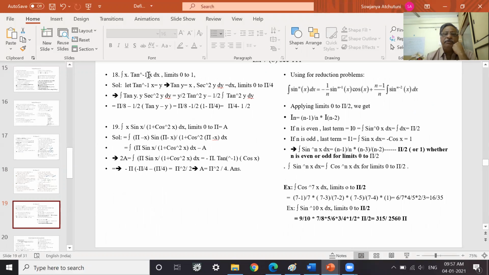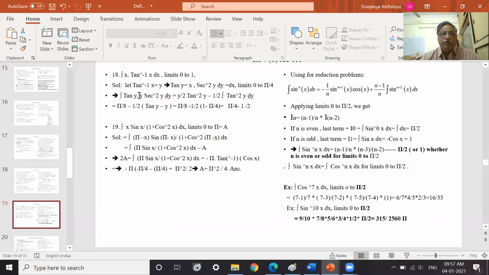Integral of x tan inverse x dx, limits 0 to 1. So x tan inverse x dx. Let tan inverse x be equal to y. So tan y is equal to x, and secant square y dy is equal to dx. Limits 0 to 1 become 0 to pi by 4. So when I substitute here, in place of x I am using tan y, in place of tan inverse x I am using y, and in place of dx we are using secant square y dy.